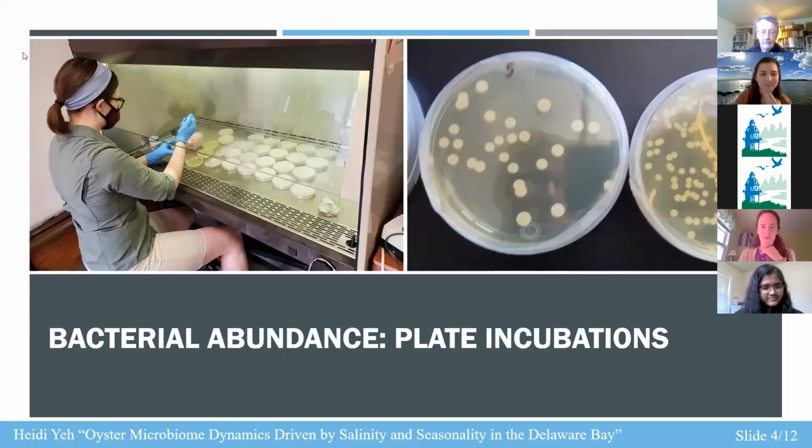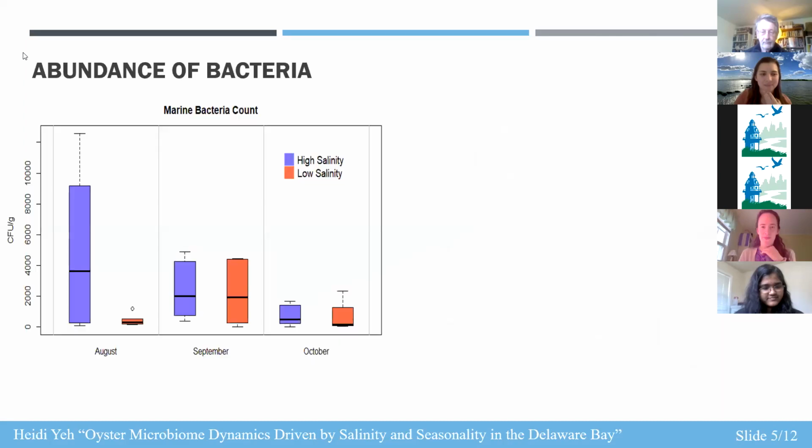Bacteria from the collected oysters were plated and incubated overnight to enumerate bacterial abundance based on colony forming units. Bacterial abundance is represented by colony forming units here on the y-axis. All marine heterotrophic bacteria are shown in this plot. With the exception of August, bacterial abundances were very similar between sites and declined with time as water temperatures cooled.